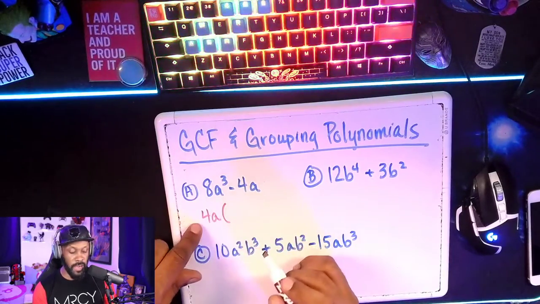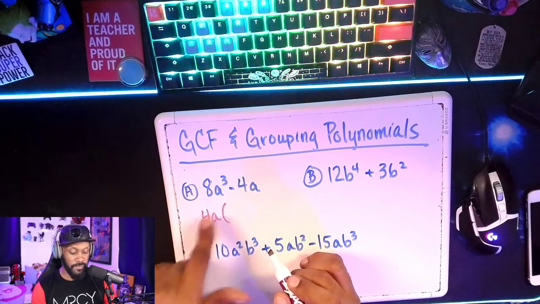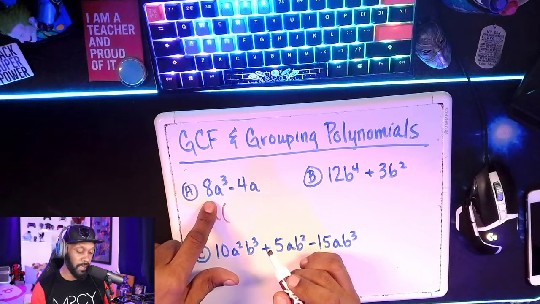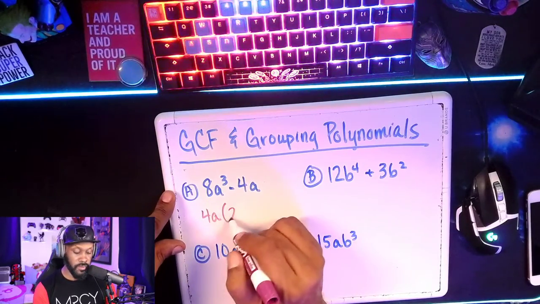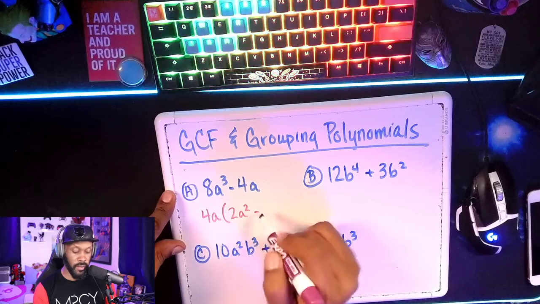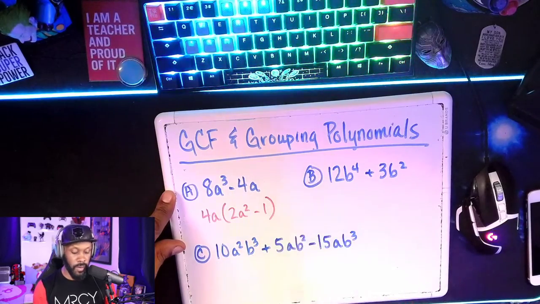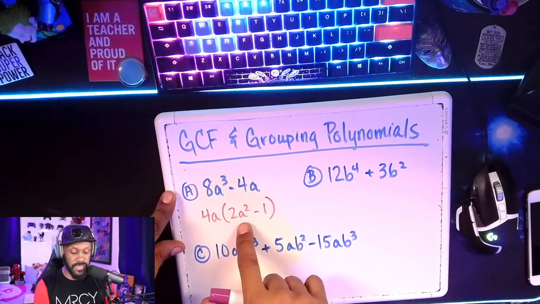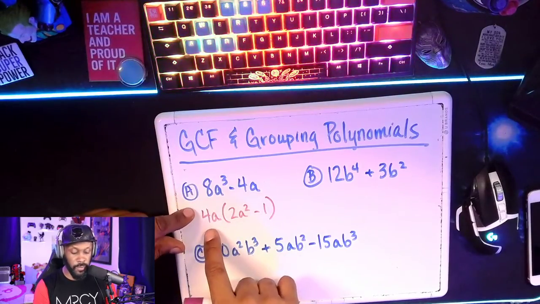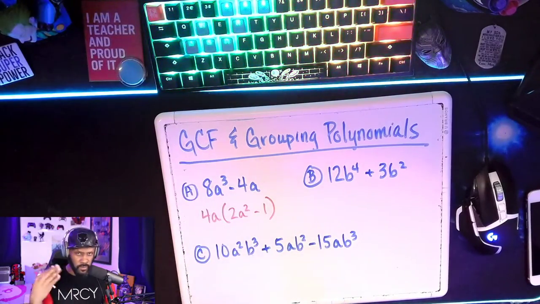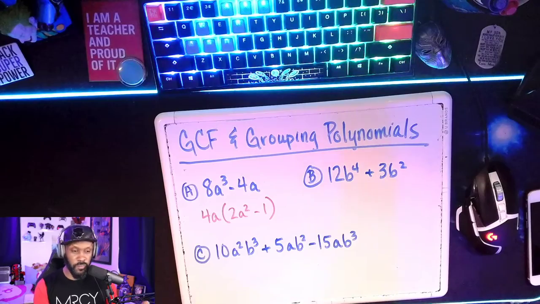And if I factor out 4A, what would I be left with? 2a squared minus 1, right? Because if I multiply 4a times this, I should get this. If I multiply 4a times this, I get that. All right, kind of coming back to you. All right, let's go through a few other examples.